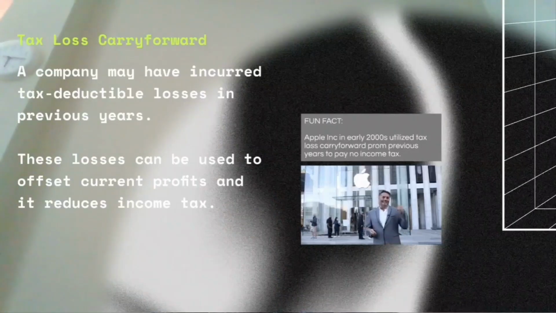Tax loss carrying forward is another important factor. A profitable company might have carried forward losses from previous years. These losses can be used to offset current profits by reducing income tax. In early 2000, Apple had no income tax payable in certain years. The reason was they had utilized tax losses carried forward from previous periods when they incurred losses.